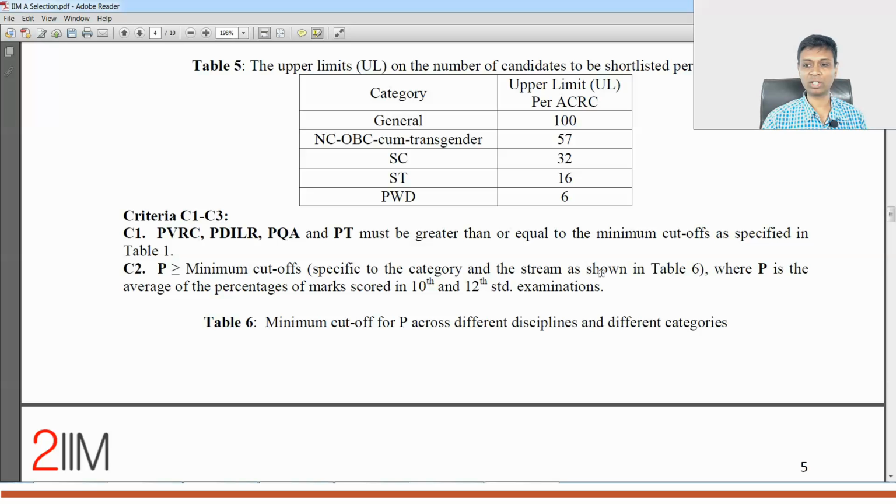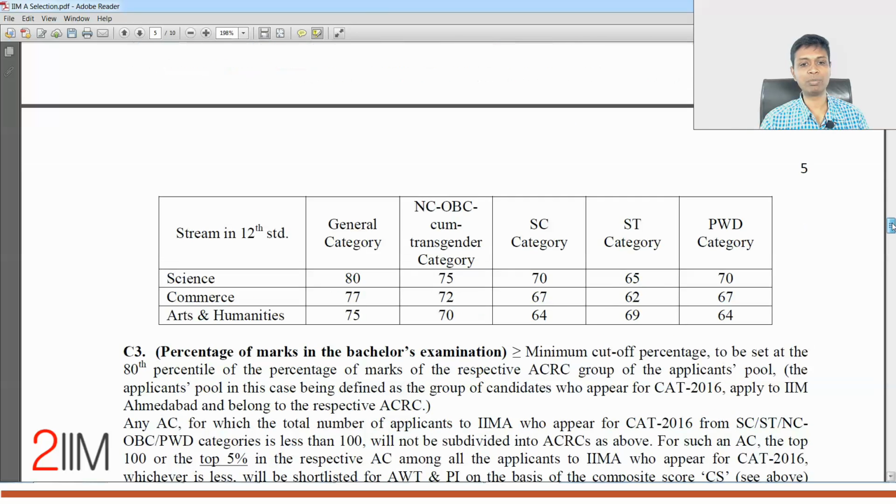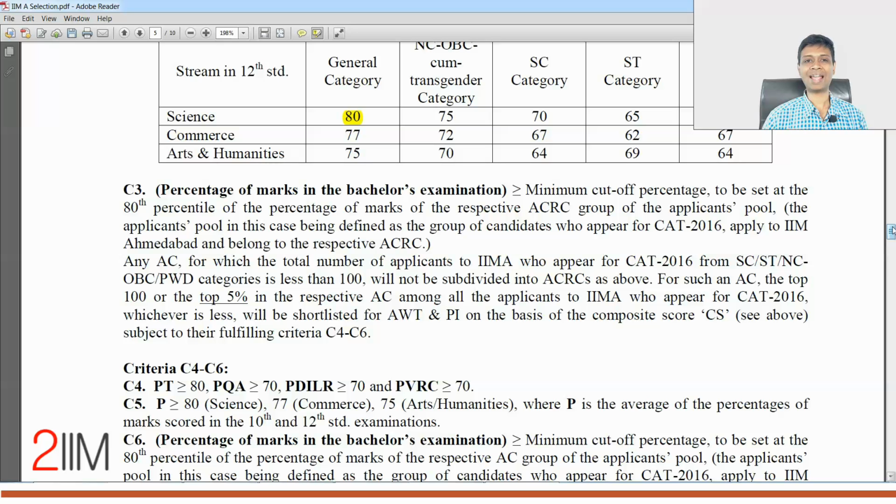The second criteria is the minimum percentage average of your 10th standard and 12th standard should be above a cutoff. If you are a science stream student, 10th plus 12th average should be more than 80. That is criteria 2. Criteria 3 is more interesting. It says your academic performance in that stream for undergraduation should be higher than the 80th percentile score of academic performance among all applicants. Basically, stage 1 is for exceptional performers in each stream. So, you should be in the top 1/5 of people in that stream to qualify as an exceptional performer in that stream. So, it's a clearly defined criteria.